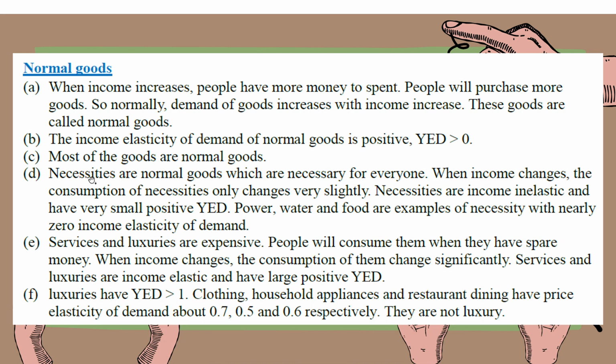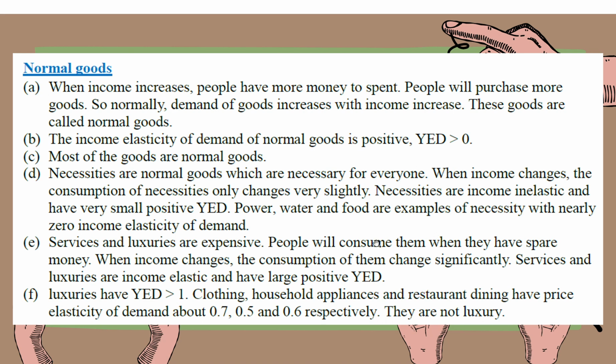But necessities are normal goods which are necessary for everyone. When income increases, the consumption of necessities only changes very slightly. So it's a very small positive. Why is it still positive? Necessity is still positive, but nearly zero. But positive.